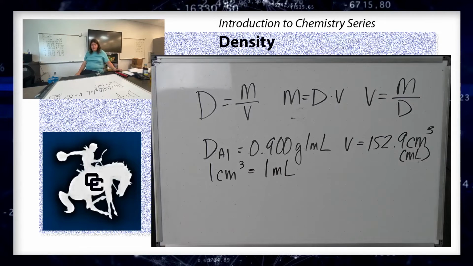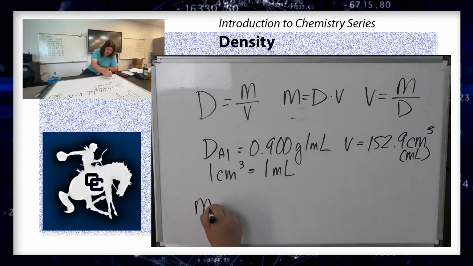For our next question, I'm given the density of a material called aluminum, a type of element, a metal. The density of aluminum is slightly less than the density of water, 0.900 grams per milliliter. That, by the way, means it'll float on top of water. We have a volume of our aluminum of 152.9 centimeters cubed. That means aluminum is a solid, not a liquid, which is pretty normal for all metals. We know from our discussions previous that 1 centimeter cubed is equal to 1 milliliter. So I can use that in milliliters.